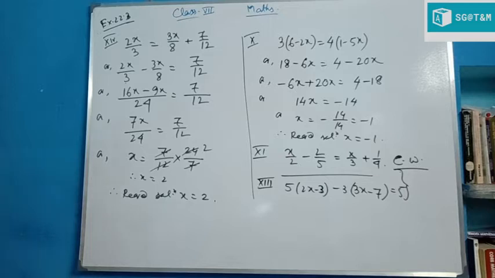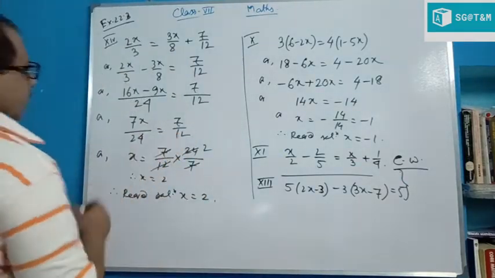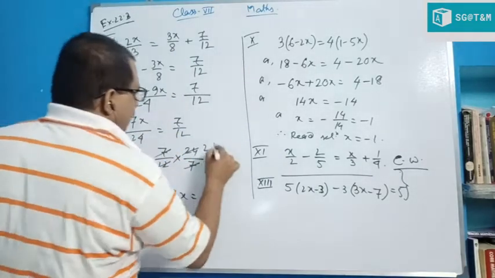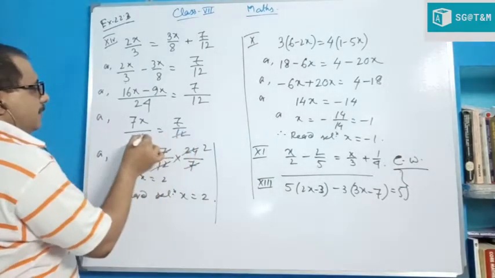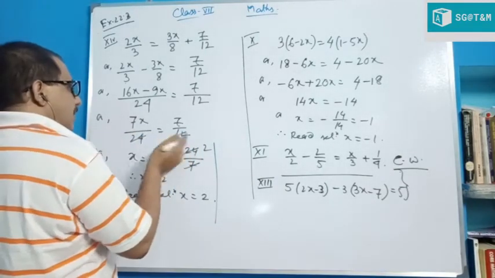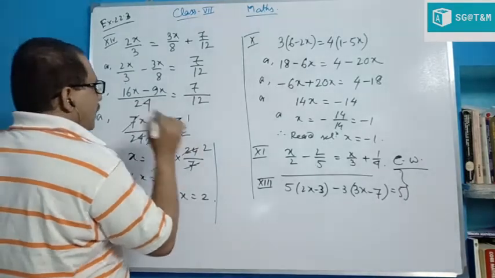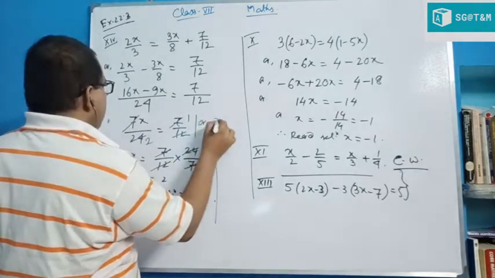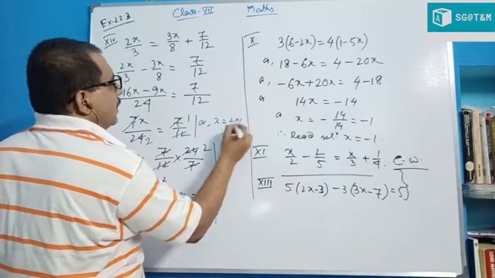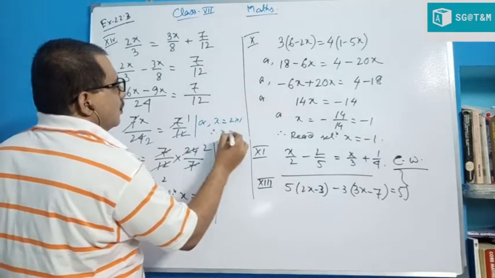Is it clear? Or you can solve in this way also. Up to this, do it now. Another way also. This is 12, this is 24. You may cancel out, that means divide, this is 2. 7 and 7 cancel out, this is 1. After that you can write x is equal to 2 into 1, that is x is equal to 2 also.